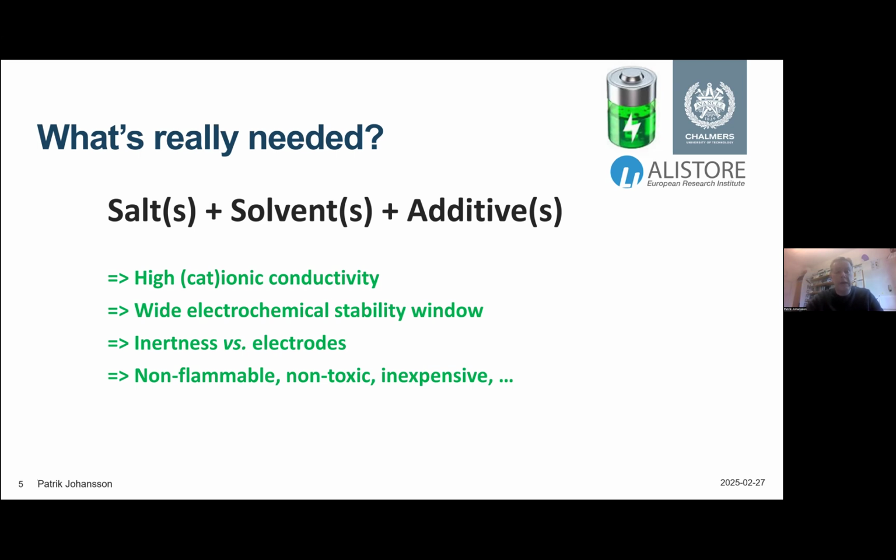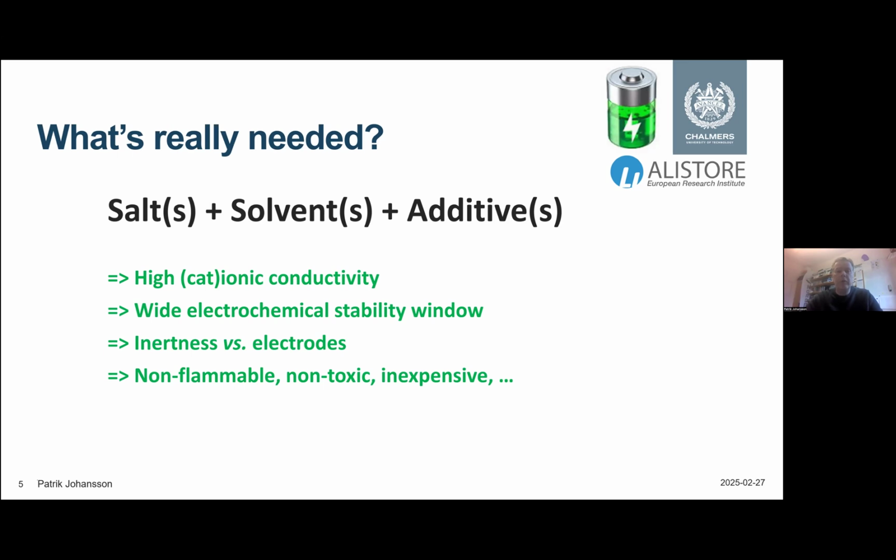You also would like a wide electrochemical stability window so that you can make cells that have a high voltage window as well. And that means that you don't need that many cells to produce a high system voltage. You also want inertness versus the electrodes, and that means also that the electrode materials should not dissolve out into the electrolyte. It's not only about that the electrolyte should not react and decompose.